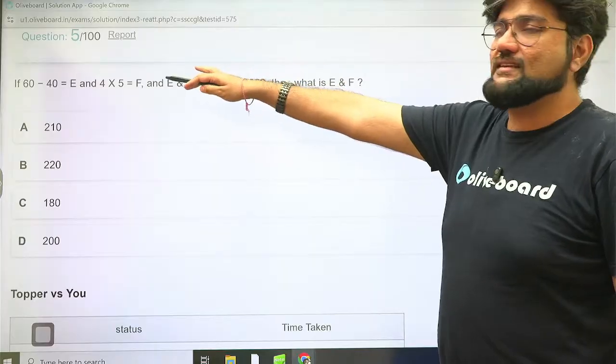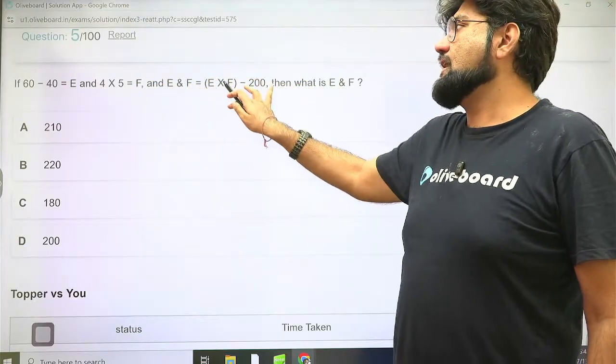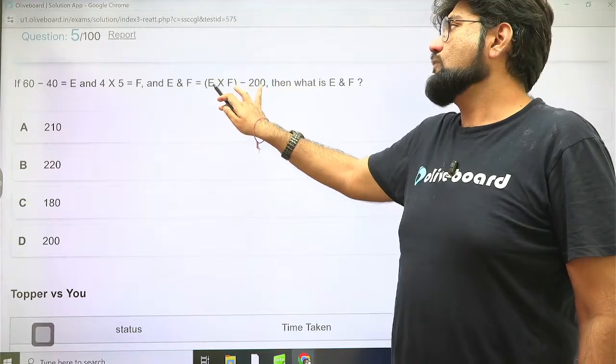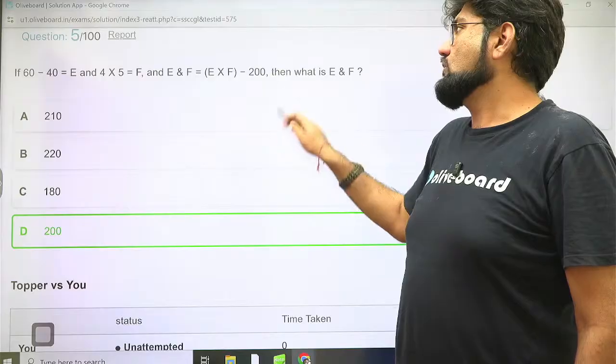Okay, 60 minus 40 is E, that means E is 20. 4 into 5 is F, that is 20 again. So E ampersand F implies E into F minus 20, 200. So 20 into 20, 400 minus 200, the answer is 200. And that's what they're asking you to find out. What is E and F?